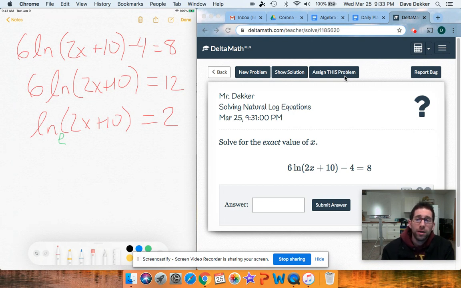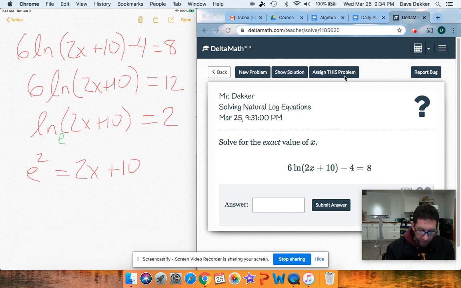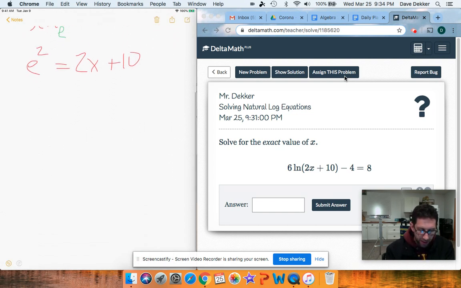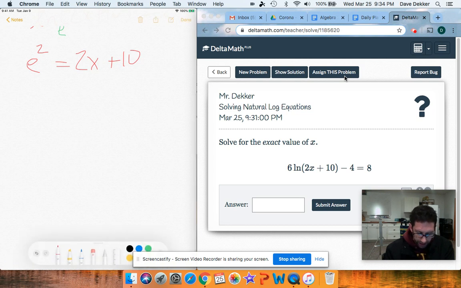But at this point, we can go ahead and rewrite this as an exponential idea. So it's the base, and it has to have a power. The power is the thing that's way far away, so it's going to be e squared, and it's going to equal the rest of the stuff, so 2x plus 10. That's an important part, where we understand that we are going to rewrite it as an exponential idea.